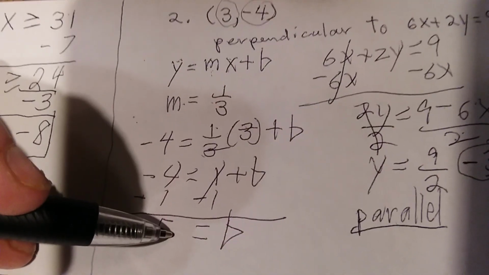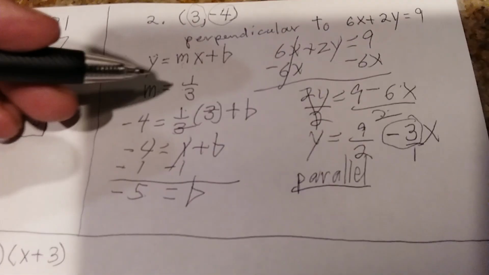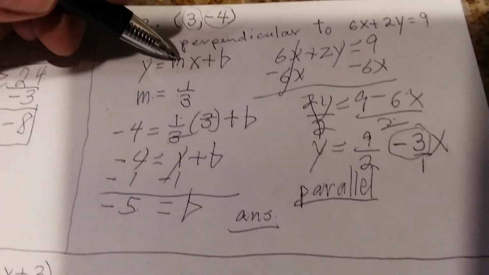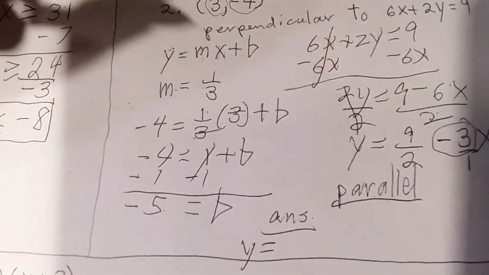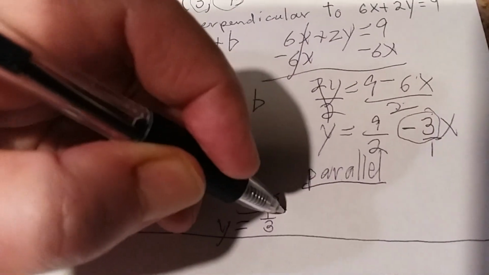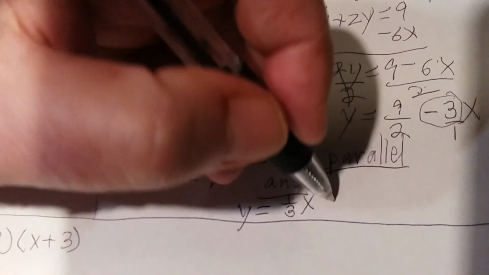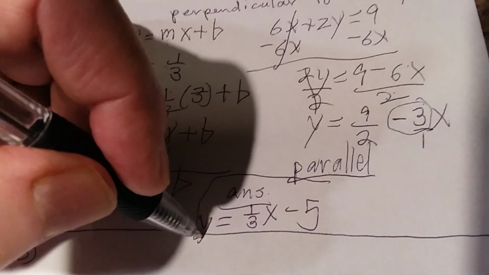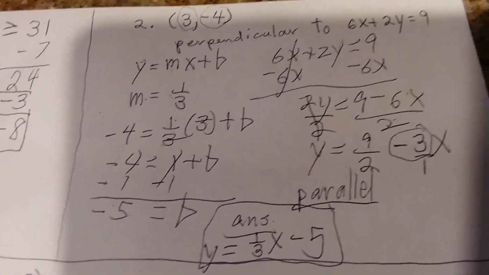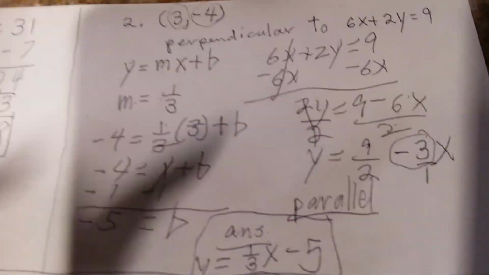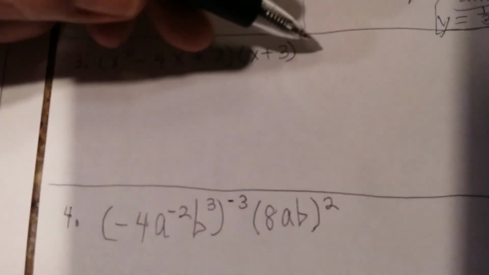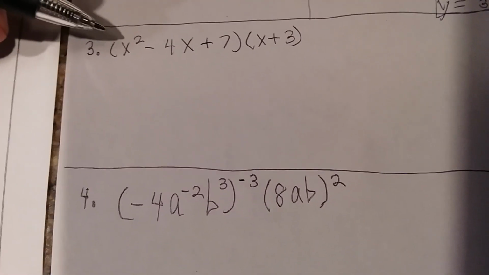Okay, so now that we know what b is and we know what m is, we just have to write the answer. Our final answer is using this formula. It's y equals, you have to put the number for m, which is 1/3. So you get 1/3 x, and then b is -5. And that's a reminder, which I hope you'll practice, to get the equation of a line using either parallel or perpendicular. Okay? Now the third question is not hard, it's just slightly long because you have to multiply this and simplify.